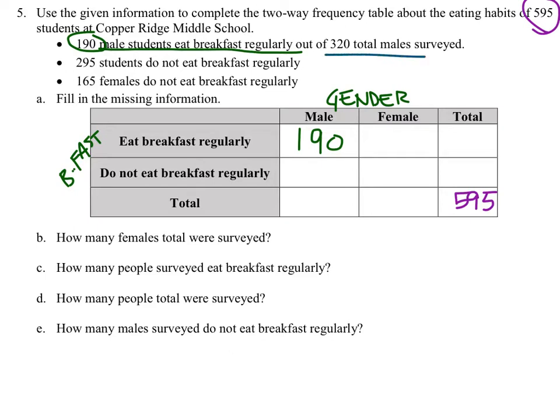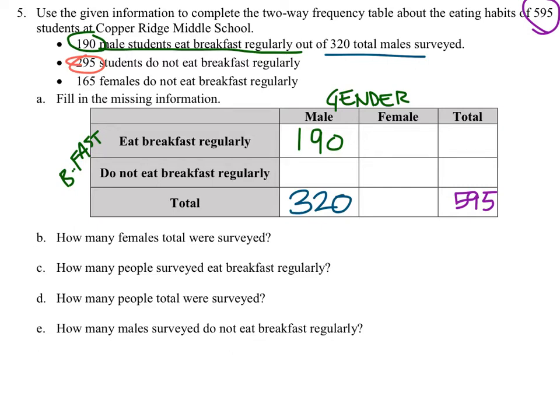320 total males. So we're looking for total males right here, so you do 320. Well, let's look at what other information they had given us. So I got this 295 right here. So it's students that do not eat breakfast regularly. It didn't mention anything about the gender. So it's just the total number of students that do not eat breakfast regularly.